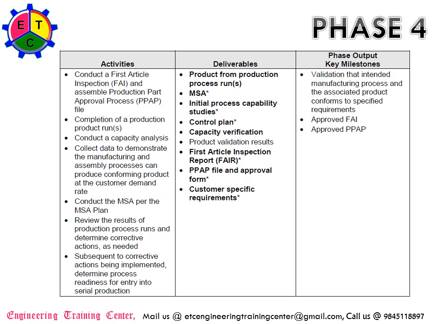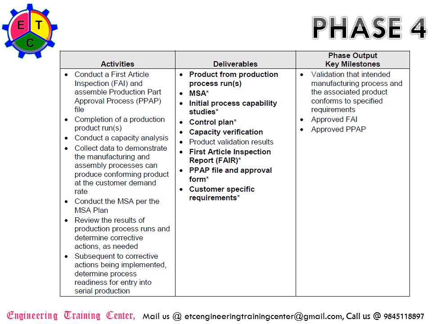Completion of the production and product runs. So you will complete the production runs, the trials that have been agreed to prove the performance of the product for the defined key characteristics and CI parts. Conduct the capacity analysis. How much is the capacity? Does the existing capacity meet the production run requirement? Collect the data, demonstrate the manufacturing and assembly process can produce the conforming product at the customer demand rate.